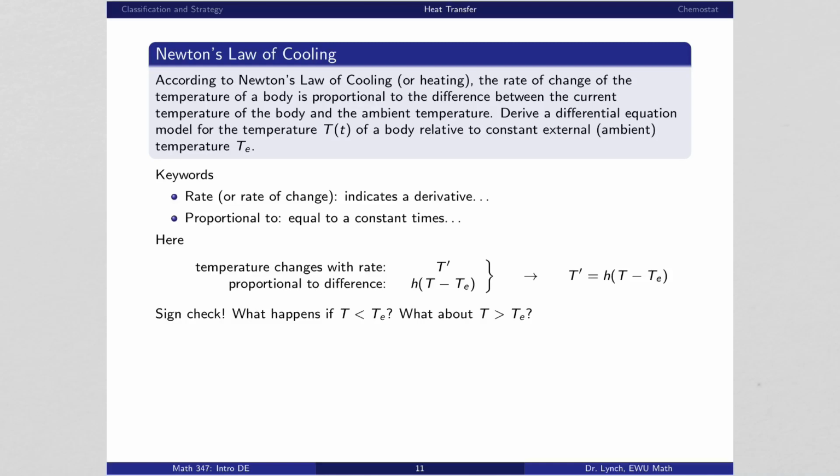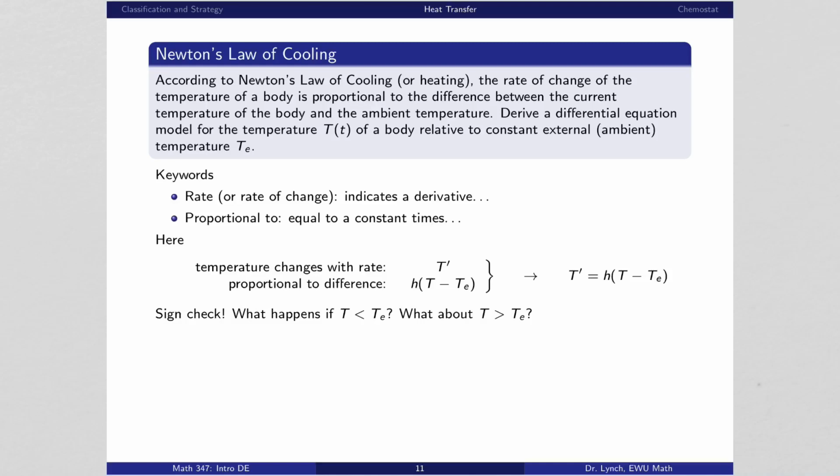Now, just like before, this is a good opportunity to give our model a sign check. What happens if capital T is smaller than T sub E? That would be like the cold glass of water in a warm room. In this case, we would expect the temperature of the cold glass of water to be an increasing function, but in our model, T minus T sub E would be negative, possibly making that temperature a decreasing function.